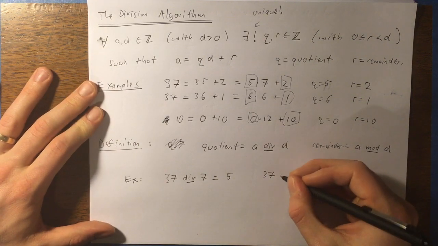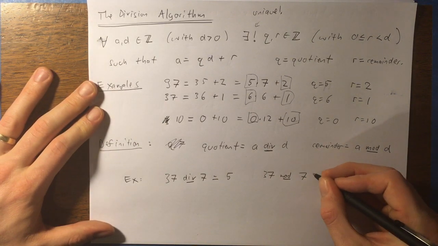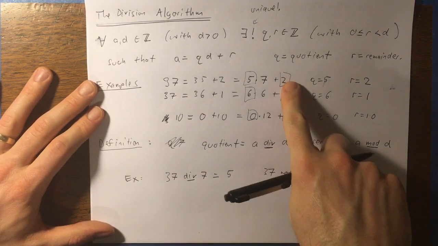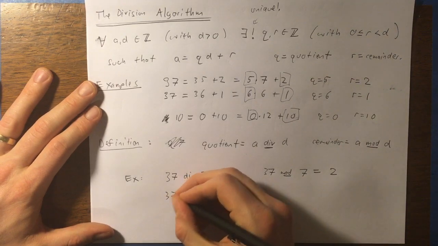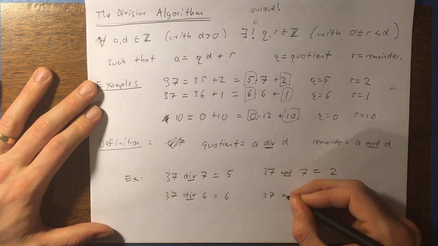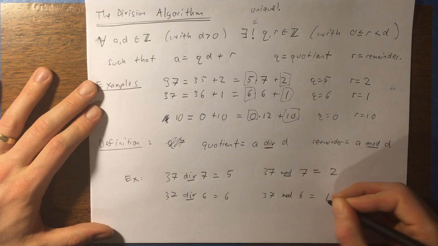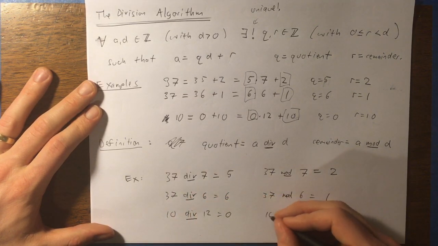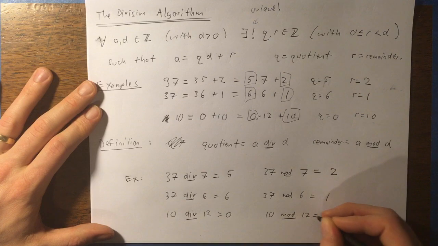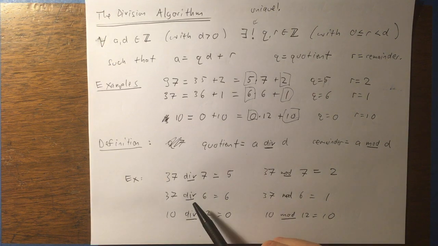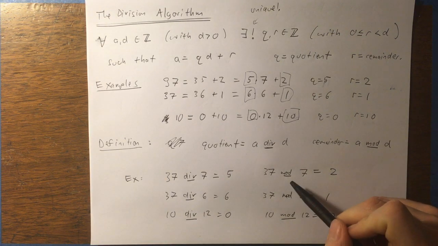And then 37 mod 7, well, that's the remainder you get when you divide by 7. So 37 mod 7 is 2, right? Remember, we had a remainder of 2. 37 div 6 is 6, and 37 mod 6 is 1. 10 div 12 is 0, but 10 mod 12 is just 10 itself. Okay, so there's div and mod, right? Div is the whole number you get when you divide, and mod is the remainder.